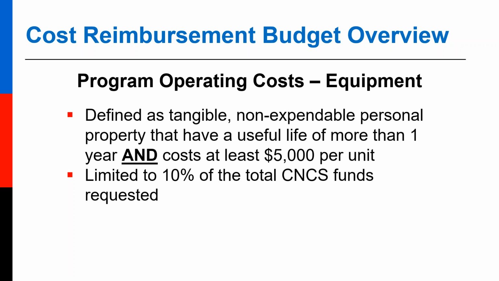The fourth subsection, section D, is equipment. Equipment is defined as tangible, non-expendable personal property that has a useful life of more than 1 year and costs at least $5,000 per unit. Equipment purchases are limited to 10% of the total CNCS funds requested. I've rarely seen programs with items budgeted in this line item. For the most part, if a program has something budgeted here, it is usually a conservation corps that needs vans and trucks to transport their members and their tools. Not to say that other programs can't have items listed here, just that it's not a very commonly utilized line item.